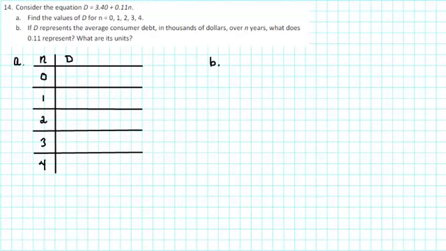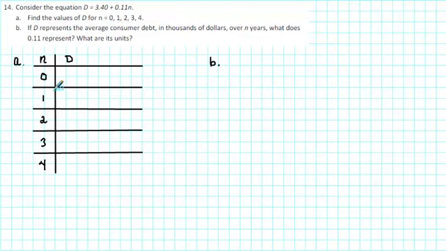Consider the equation d is equal to 3.40 plus 0.11 times n. A. Find the values of d for n is equal to 0, 1, 2, 3, and 4. To do that, we simply substitute 0 for n, 1 for n, 2 for n, and so on into the equation, and then calculate the corresponding values of d.